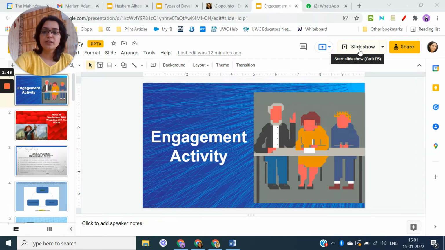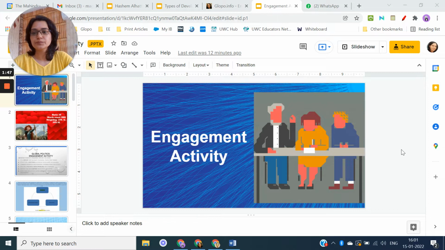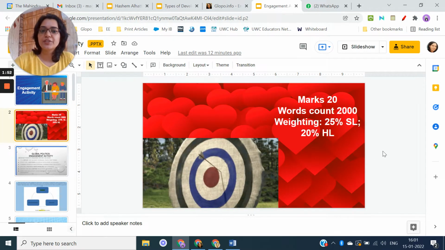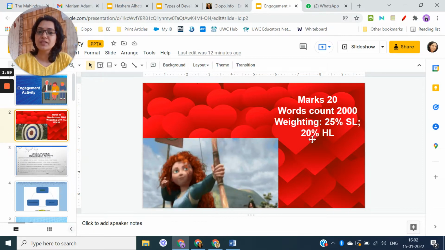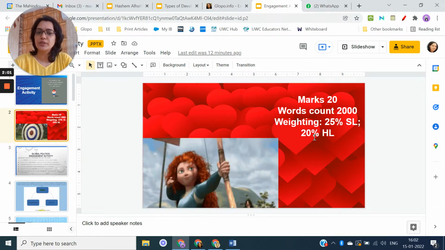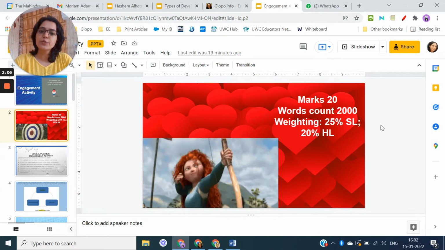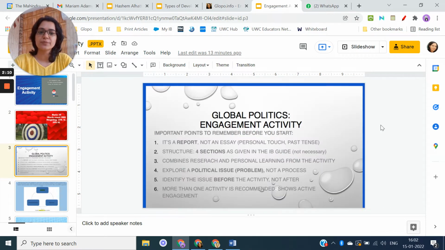So let's go further. We'll start first with weightage. What is the weightage of engagement activity? For SL students, it's 25%, and for HL students, it's 20%. Fair enough? It is marked out of 20, so you are awarded marks out of 20 for your engagement activity, and the weightage is 25% or 20%.